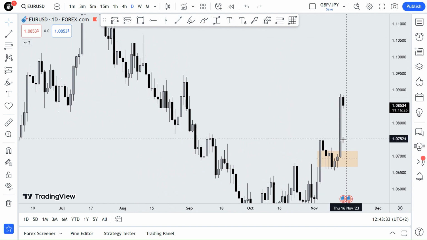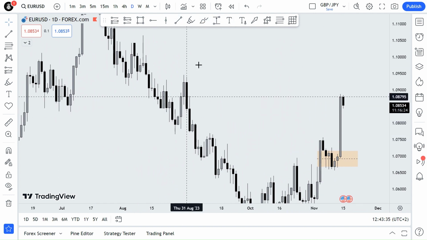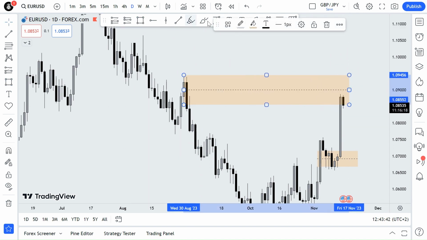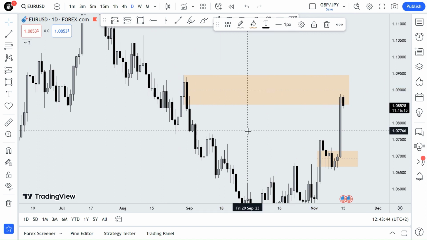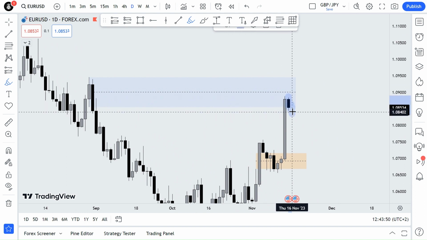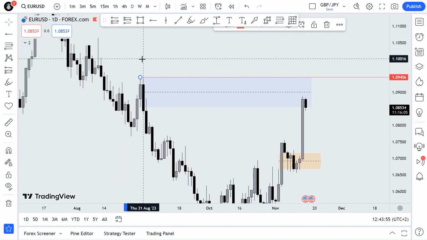Now we came up in the CPI. We came up to this order block, and as of now, today's candle is reacting off of that order block. Maybe we see a little bit of pullback. Maybe we want to sweep this high. I don't really know, man.